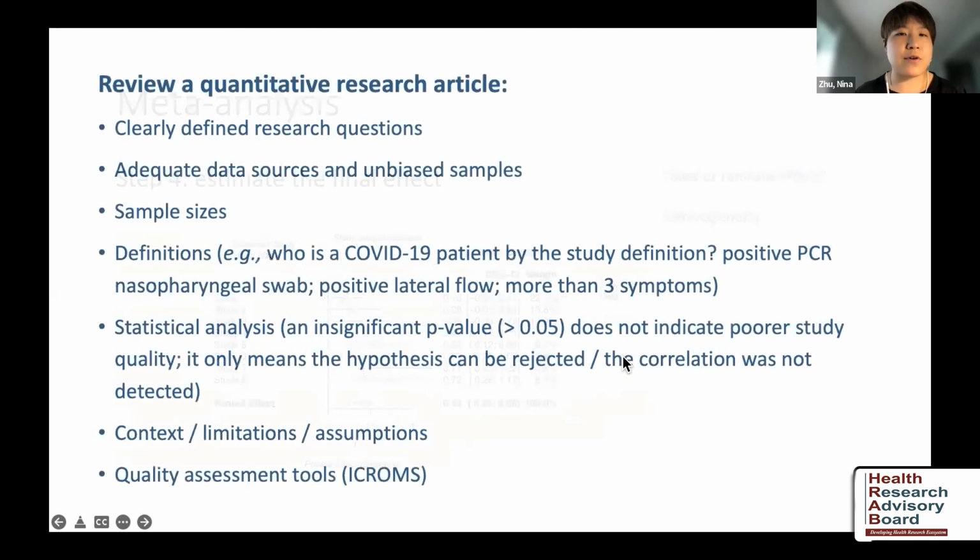So that's a very quick overview of the common quantitative study designs that can help you make a review decision. So these are some simple rules I normally use when I review a quantitative research article. First, I look out for clearly defined research questions. And also I look at adequate data sources and unbiased samples. And third is sample size.